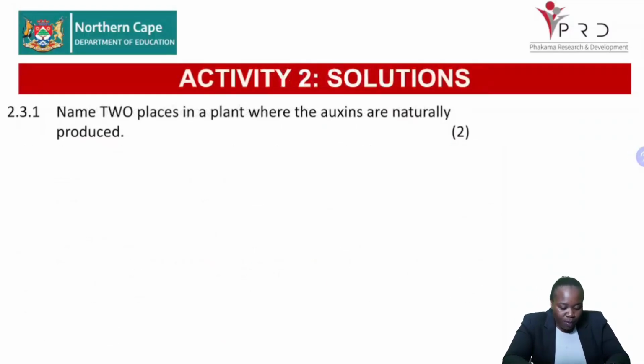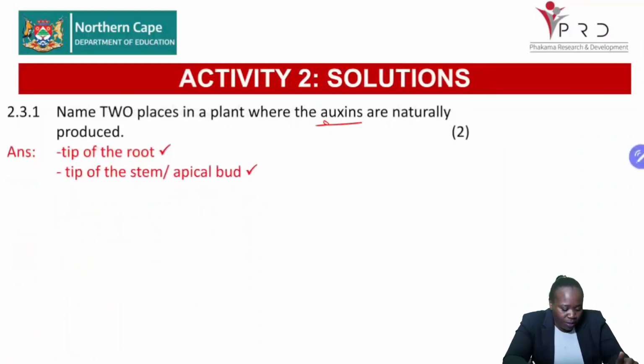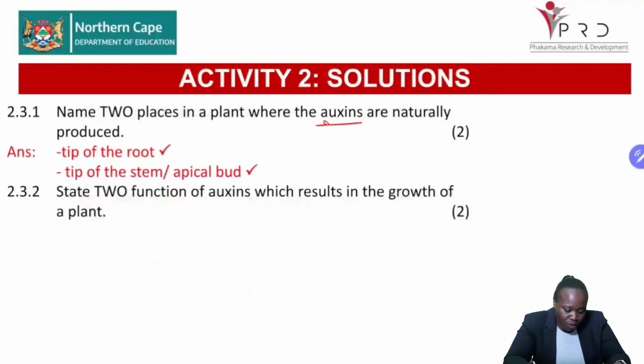2.3.1, name two places in a plant where the auxins are naturally produced. Remember, auxins are produced in the tip of the root and the tip of the shoot. It is very important to mention that it is on the tip, right? So the tip of the root and the tip of the shoot.